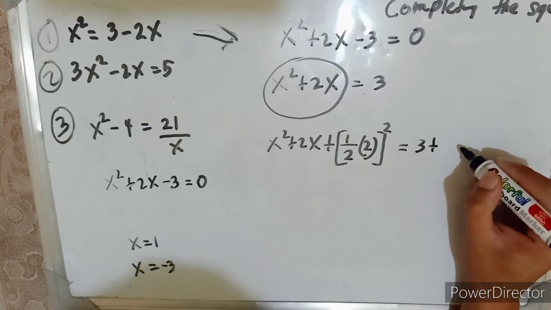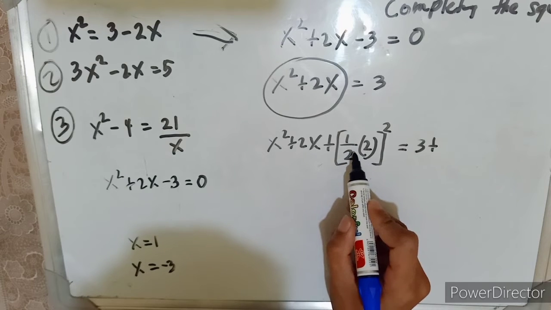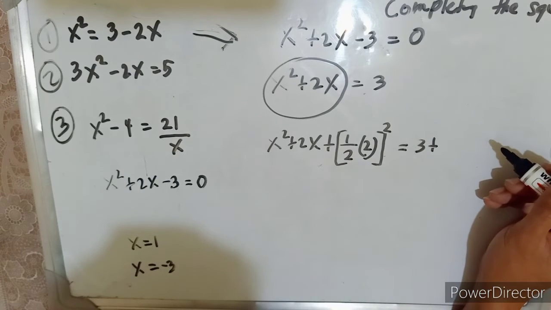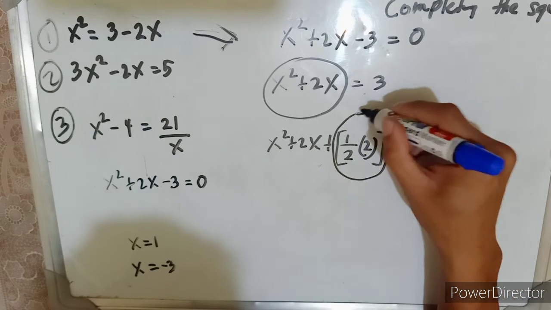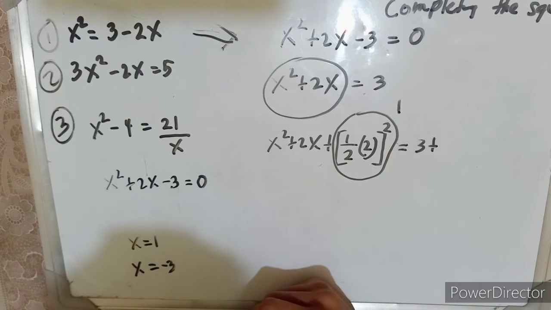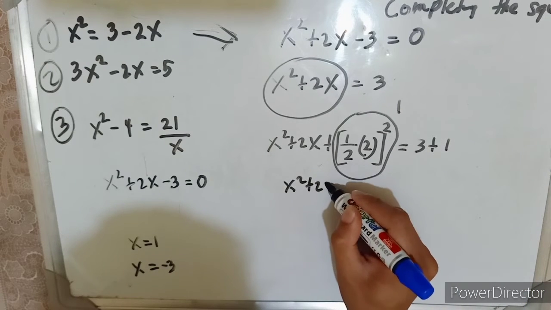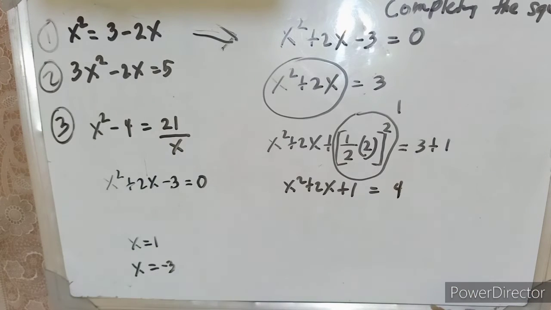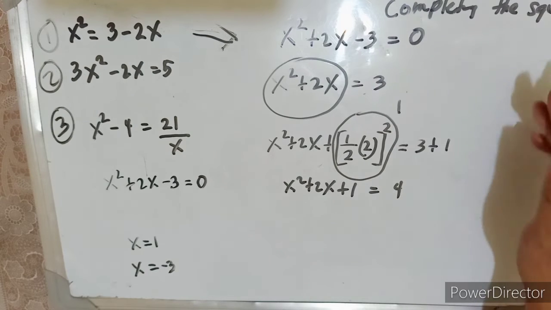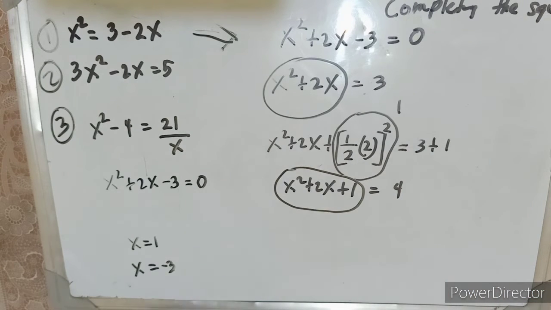So, 3 is equal to, ano bang sagot dito? 1/2 times 2, 1 squared, 1. This is equal to 1. So, x squared plus 2x plus 1 is equal to 3 plus 1, 4. Now, tapos na tayo gumamit ng completing the square. Therefore, ito ay perfect square na yan, guys.